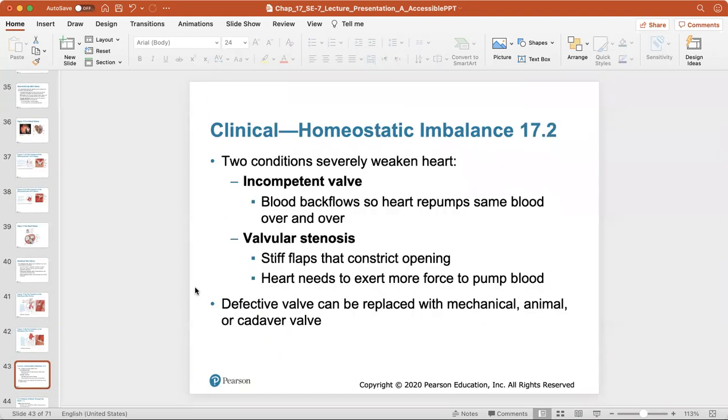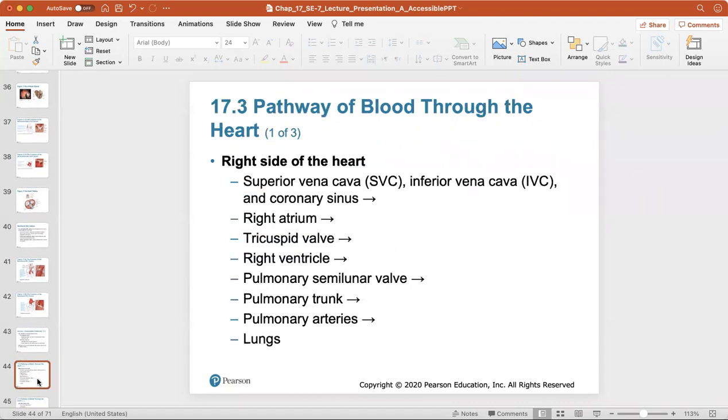There are 2 conditions that severely weaken the heart. An incompetent valve is when blood backflows, so the heart repumps the same blood over and over. And valvular stenosis is when you have a stiff flap that constricts the opening, so the heart needs to exert more force to pump the blood. A defective valve can be replaced with a mechanical, an animal, or a cadaver valve, which is really helpful.